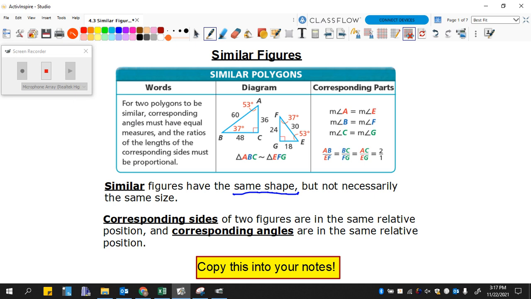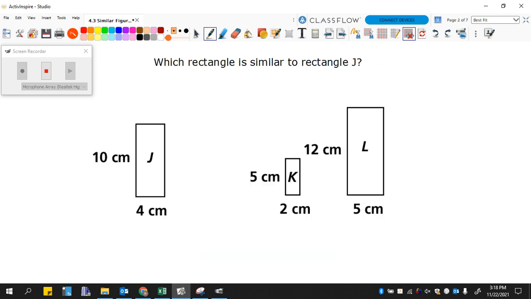All the angle measures have the same measure, and the corresponding sides of the two figures are in the same relative position, and the angles are in the same relative position, and the corresponding sides all have corresponding ratios. Okay, they must all be corresponding, which means that they're all proportional. All right, so when we do that, it says which rectangle is similar to rectangle J.